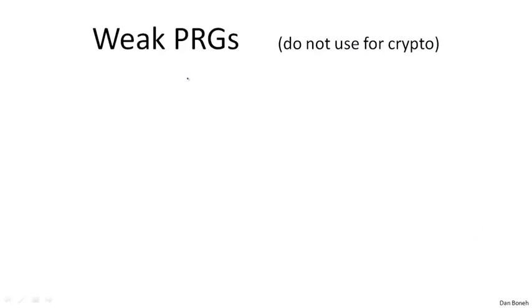Now that we've seen that PRGs have to be unpredictable, I just want to mention a couple of weak PRGs that should never ever be used for crypto. This is a very common mistake, and I want to make sure none of you make it. A very common PRG that should never be used for crypto is called a linear congruential generator. Let me explain what that is. It has three parameters, which I'll call a, b, and p. a and b are just integers, and p is a prime.